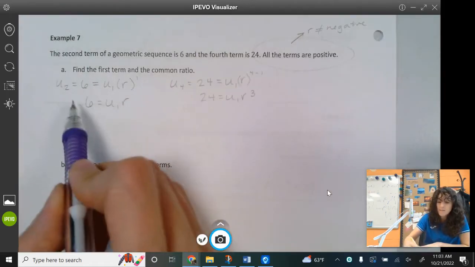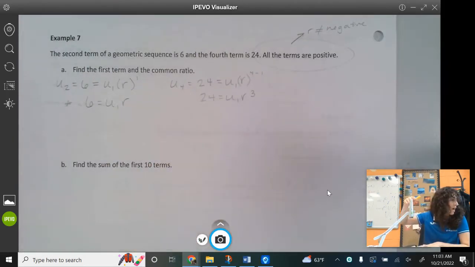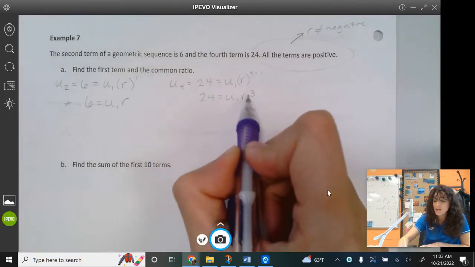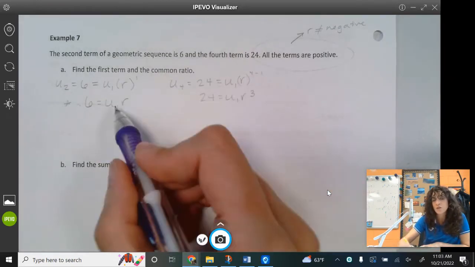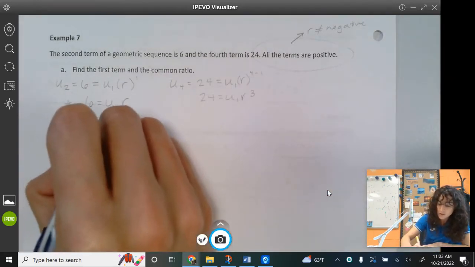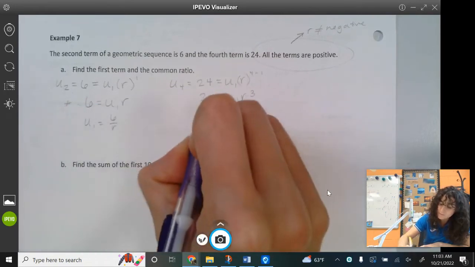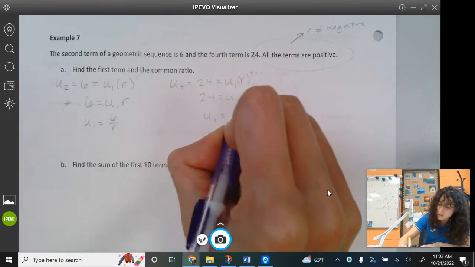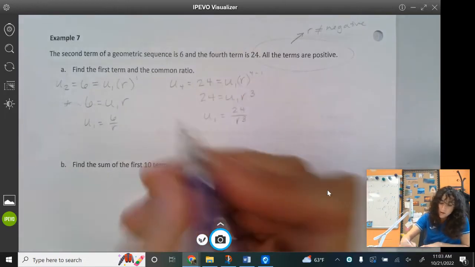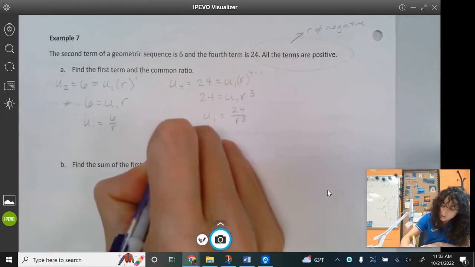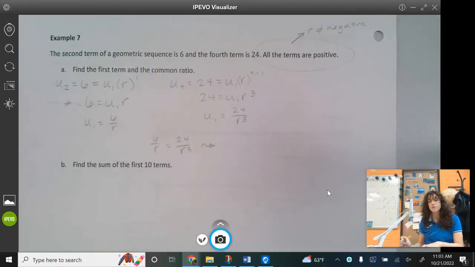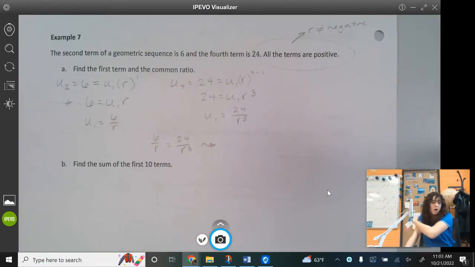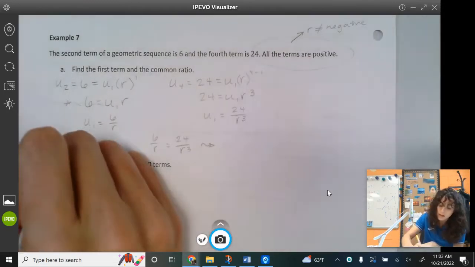And if I'm looking ahead, like a chess player trying to think a couple steps ahead of time, I would not want to isolate for r cubed. I would much rather isolate both of these for u sub 1. So if I do u sub 1 equals 6 over r, u sub 1 equals 24 over r cubed. Okay, so now I have 6 over r equals 24 over r cubed. And we can go ahead and get an answer by using numerical solve. Go ahead and tell me what r is.